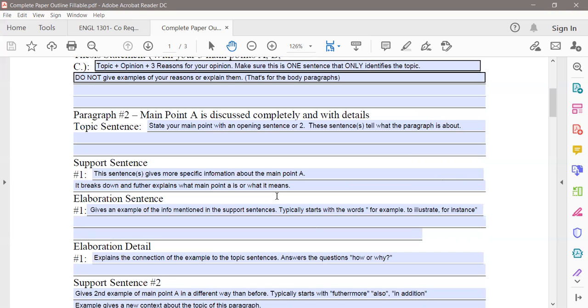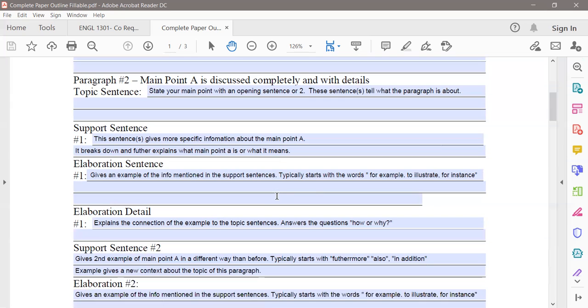So think about this. Your thesis statement told what pretty much your paper was going to address, but this paragraph is going to go into exactly what this 1 paragraph is about. This is a topic paragraph, okay? Your next sentence or sentences, remember it can be more than 1, will explain and give more specific information about the main point. It's going to break it down and further go into detail about what main point A is or what it means.